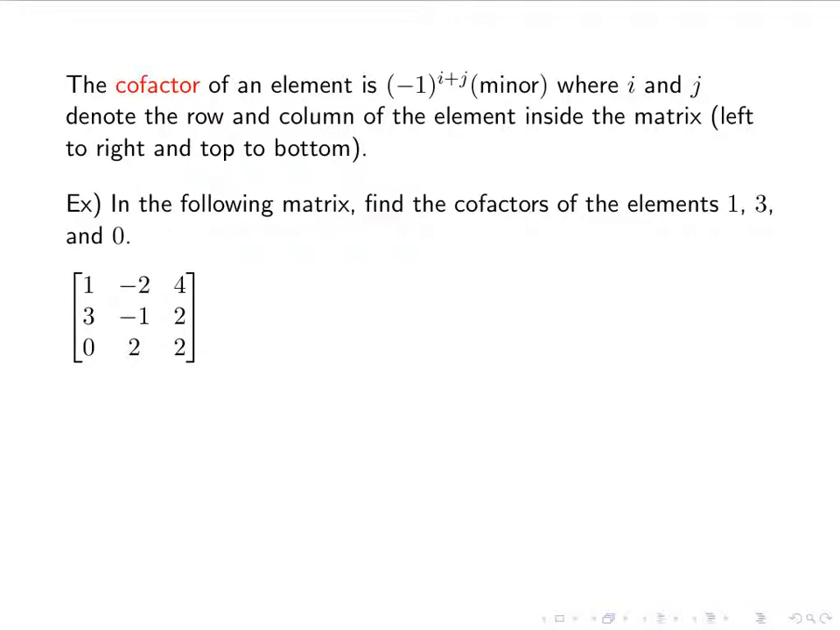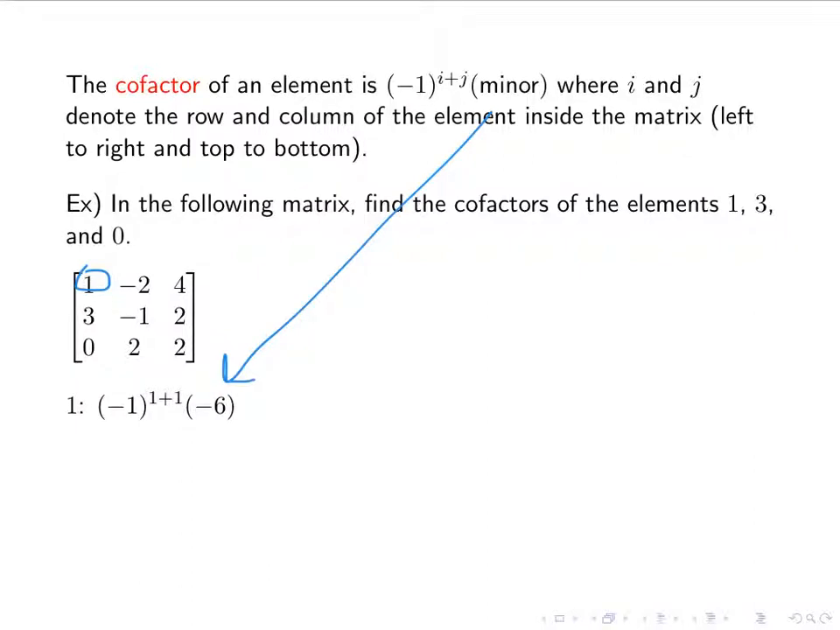So I'm going to use that same matrix I just had, and instead of finding the minors, I'm now going to find the cofactors of those same elements 1, 3, and 0. So again, I'll start with element 1. That is going to be -1 to the 1 plus 1. 1 is in the first row and the first column. The minor, remember from the last slide, was -6.